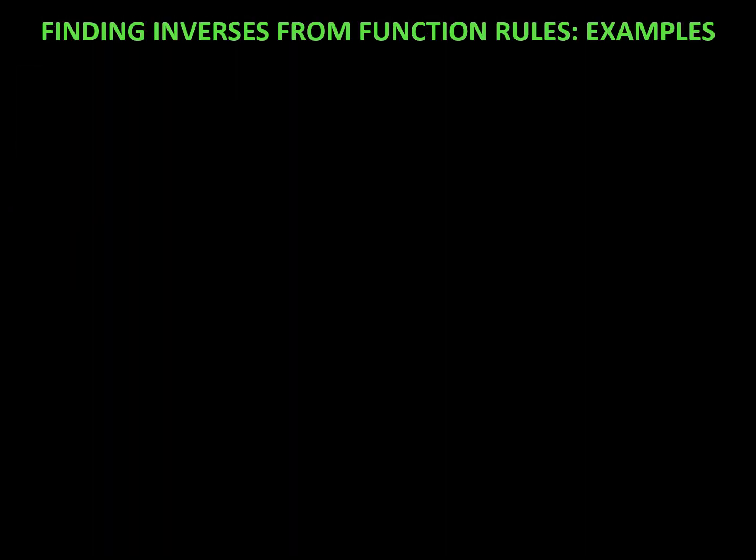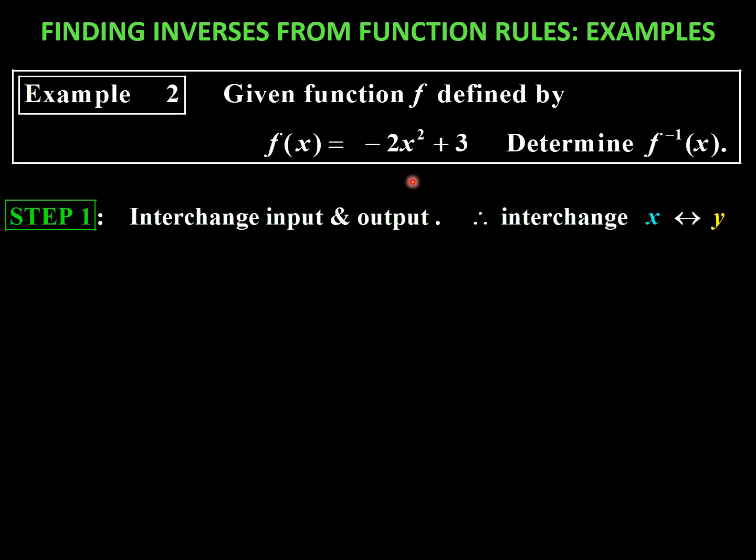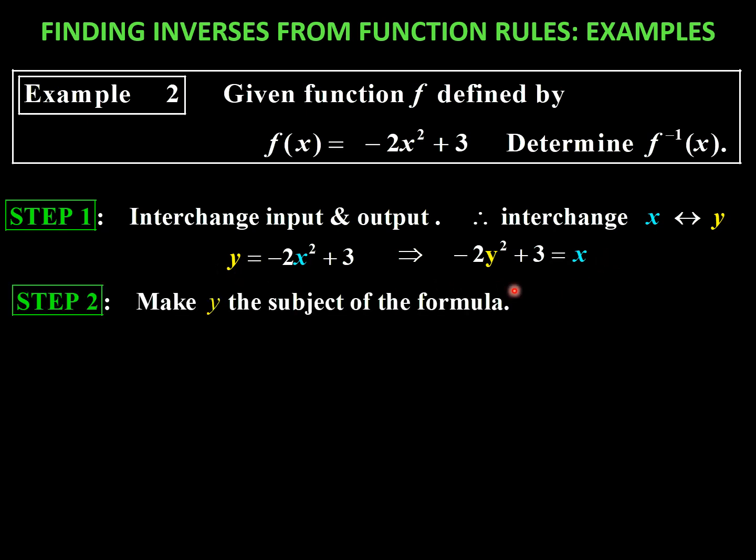Let's look at another example. Here we have f(x) equal to negative 2x squared plus 3. So what's the first thing we do? That's correct. We interchange the x and the y. So we're going to have x in blue. So there's the x and the y. So the first thing we do, we interchange it. So that becomes negative 2y squared plus 3, and we say equal to x.